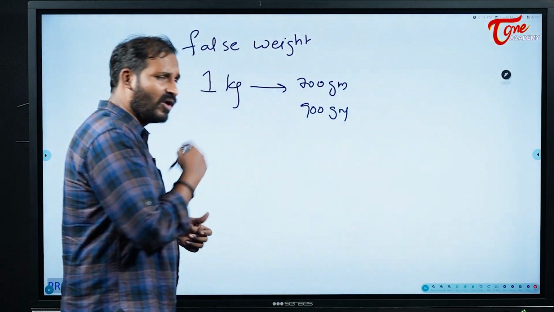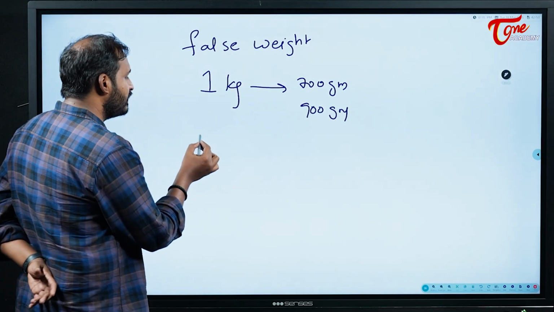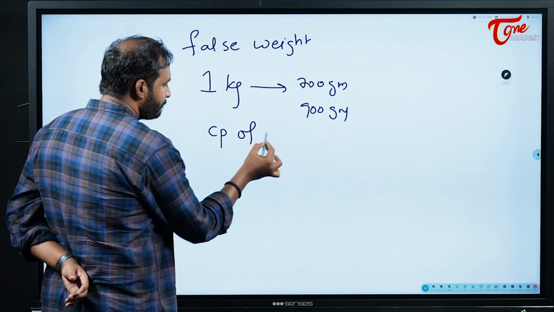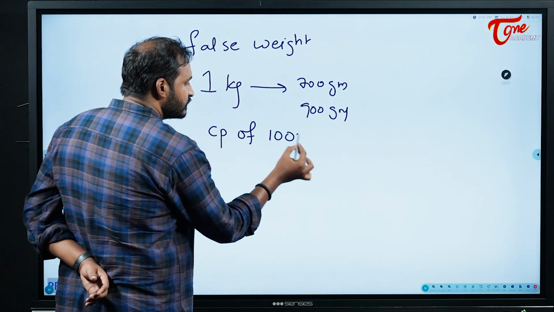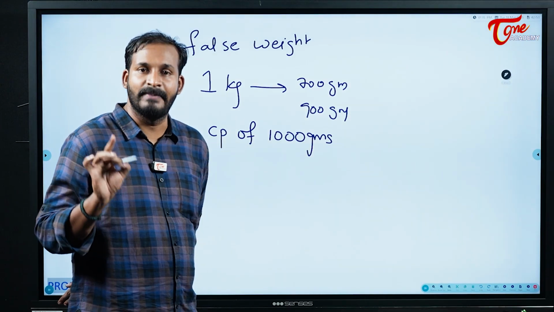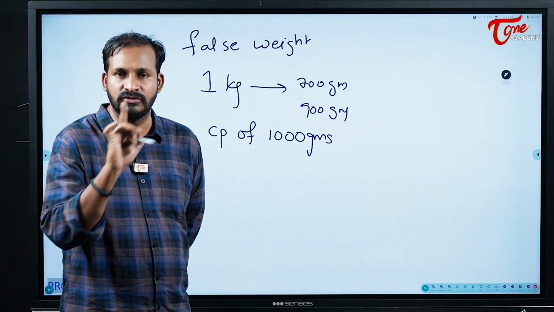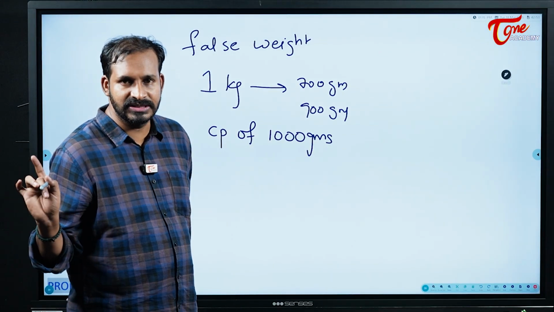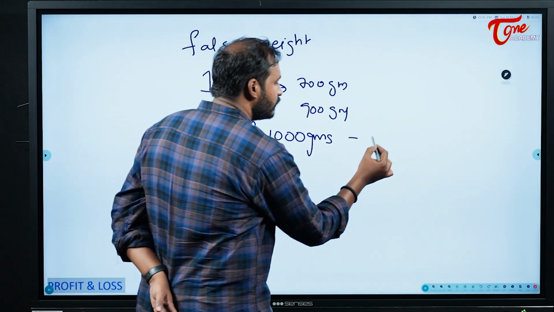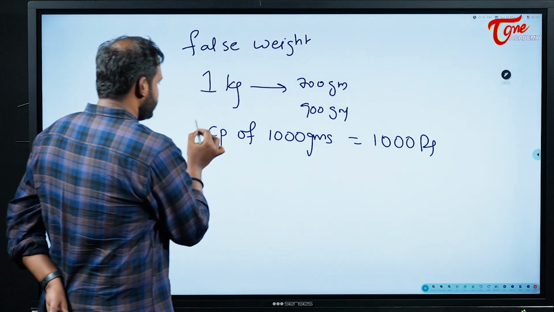So, in this concept, we will solve it in two ways. One is the general method. In the general method, what we will assume is the cost price of 1000 grams. Instead of 1 kg, I will use the word 1000 grams for better understanding. Why? Because 1 kilogram is equal to 1000 grams. So, the cost price of 1000 grams is equal to 1000 rupees. We will make this assumption.